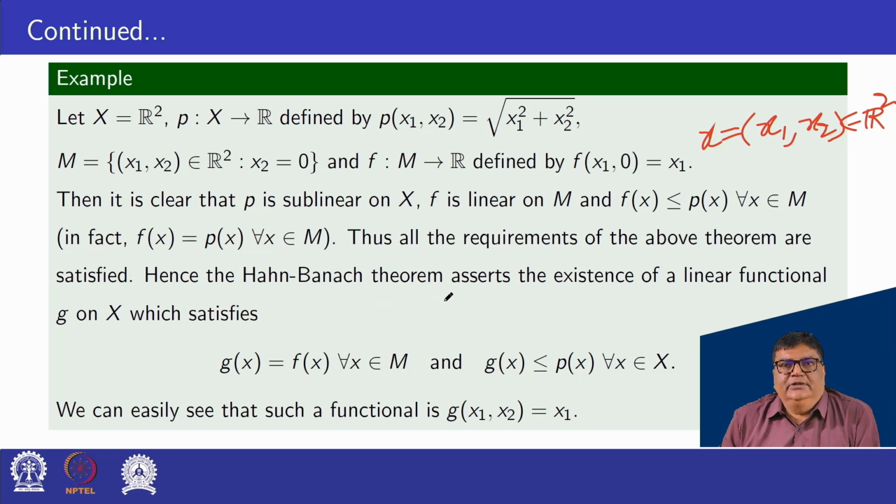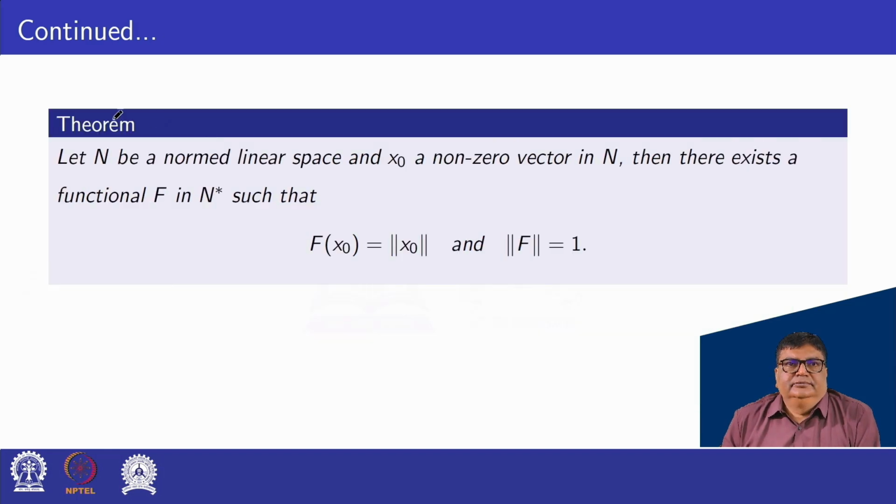Hence, the Hahn-Banach theorem asserts the existence of a linear functional g on X, which satisfies g(x) is equal to f(x) for all x belonging to M, and g(x) less or equal to p(x) for all x belonging to X. We can easily see that such a functional is g(x1, x2) is equal to x1, for all x belonging to M.